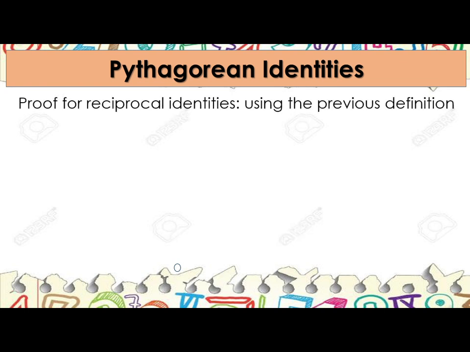Okay, so we have here the solution for proving the reciprocal identities. Using the previous definition in the previous slide, cosecant theta is equivalent to 1 over y, right? Wherein your radius serves as your 1. And we all know that y is equal to sine theta, as I discussed to you last meeting. So if you substitute that, using this manipulation, the cosecant theta is equal to 1 over sine theta.